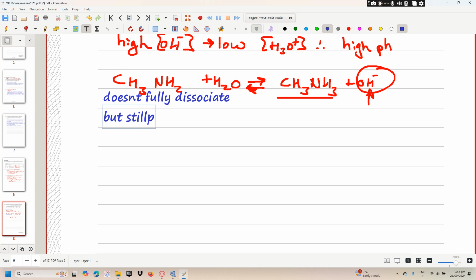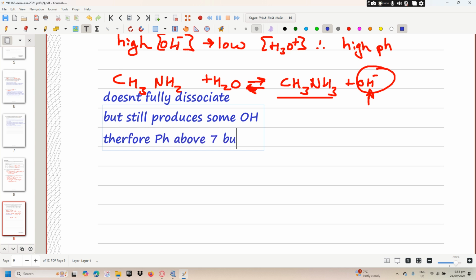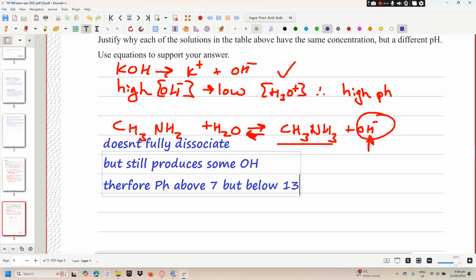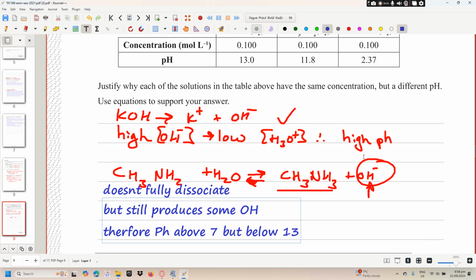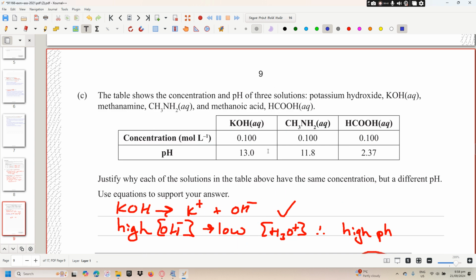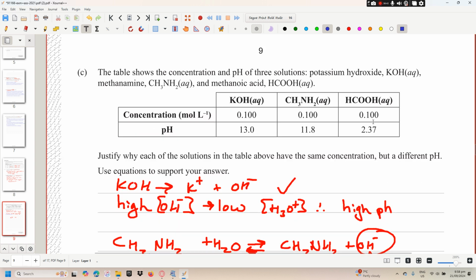but still produces some OH minus, therefore pH above 7 but below 13. Yeah, that's pretty much it. pH above 7, it's basic, it produces some OH minus ions. It's above 7, but it's less than this because it only partially dissociates.